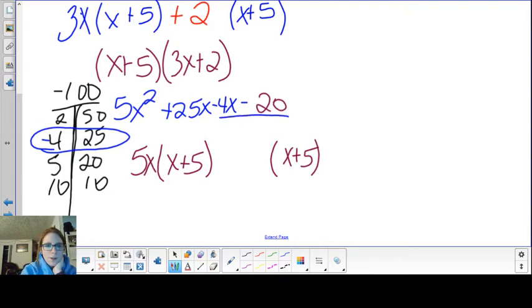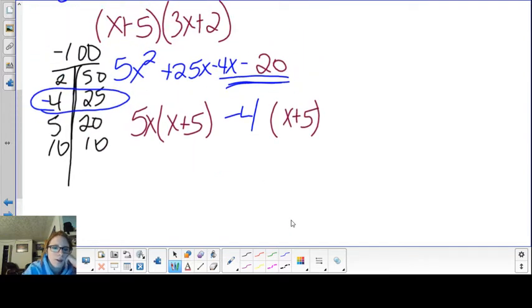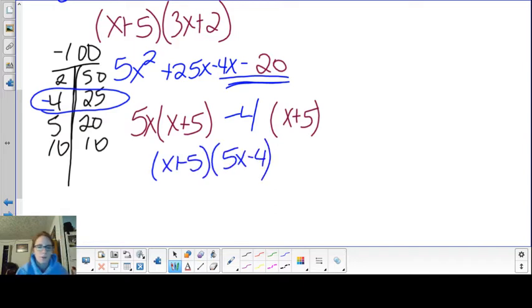That's what happens when you can't look at the problem. So taking a look at the last two numbers, what's negative 4x divided by x? What's negative 20 divided by 5? Negative 4. So I have x plus 5 and 5x minus 4.